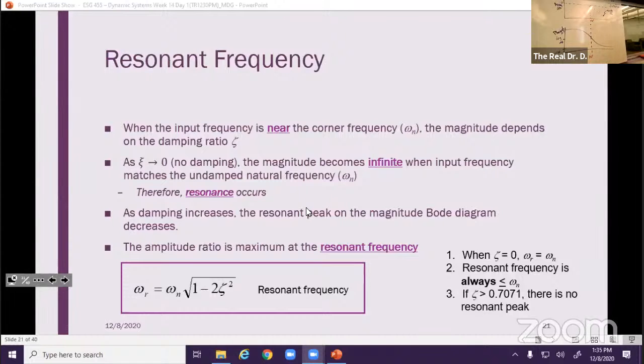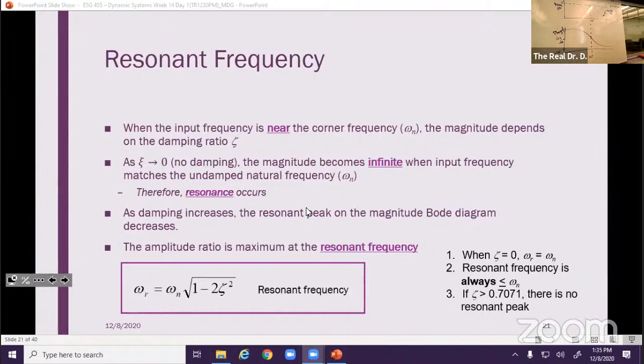As damping increases, the resonant peak on the Bode magnitude plot decreases, right? We've seen that. It kind of squashes it down, right? The amplitude ratio is the maximum at the resonant frequency, right? And here's the equation. The resonant frequency, omega r, is equal to the natural frequency times the square root of 1 minus 2 times zeta squared, right?